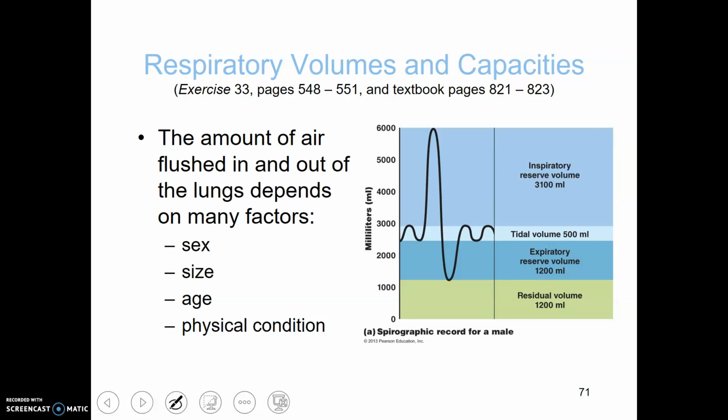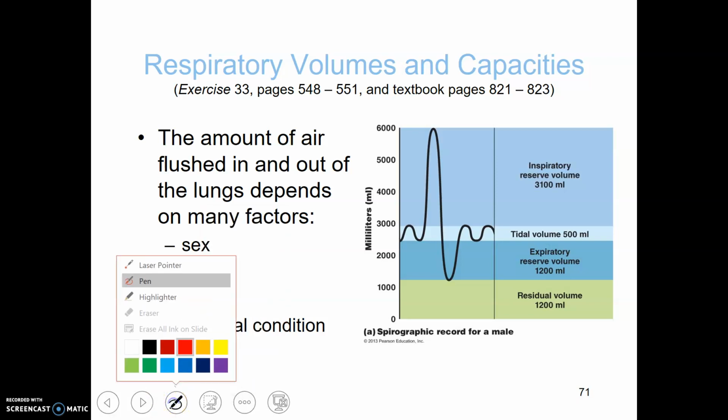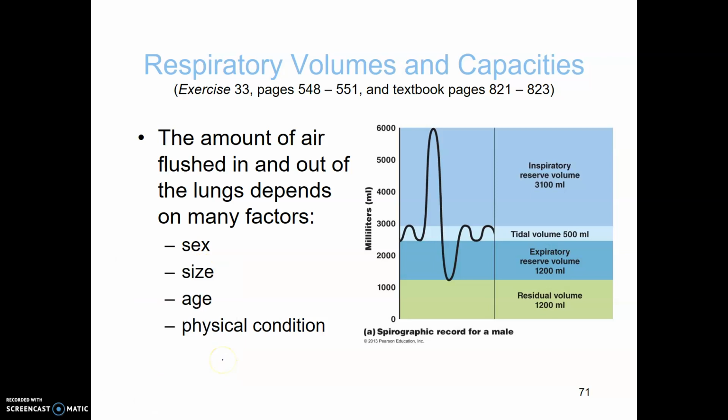Alright guys, so we have one more thing I want to talk about, and that is going to be lung volumes and capacities. What's important to note here is this is a way that we assess lung function. So how much air can we get in and out of the lungs at a time? And there are three main factors that determine that.